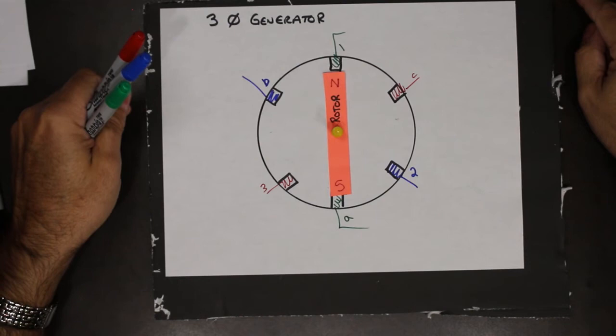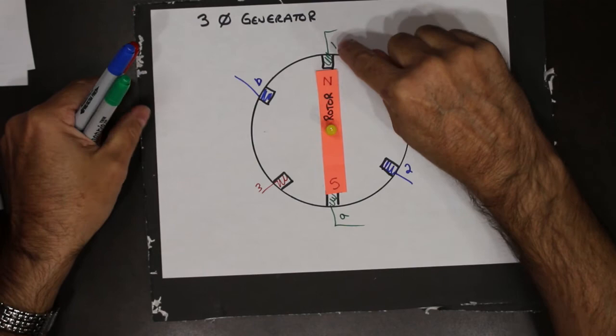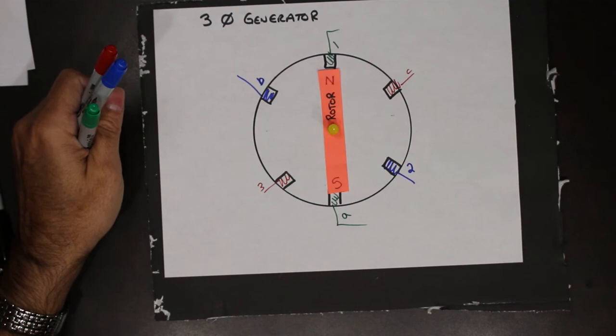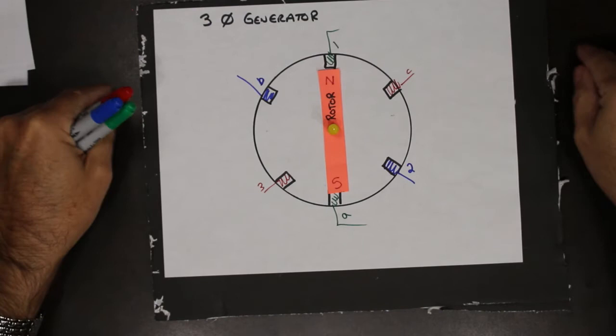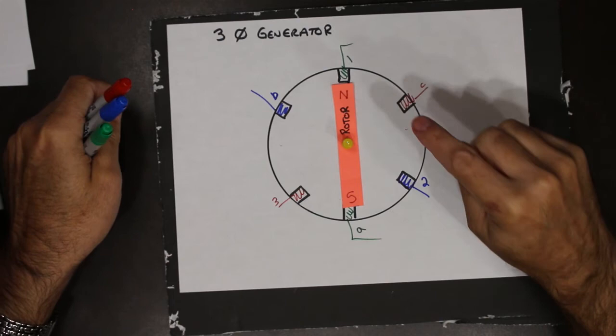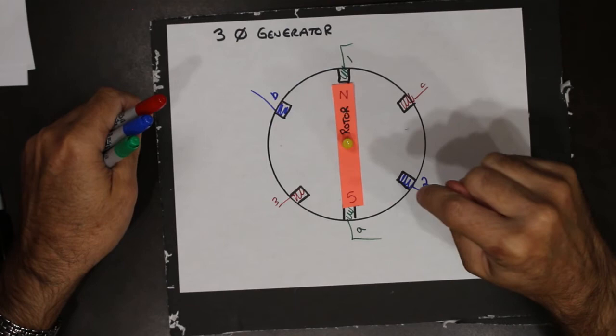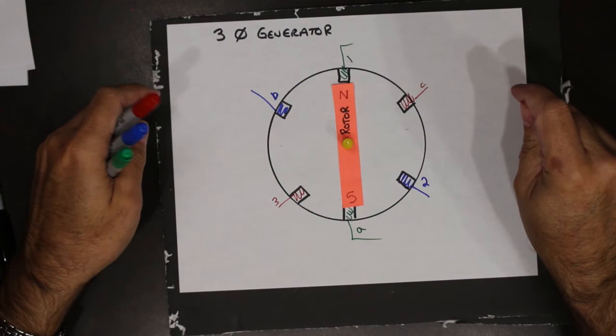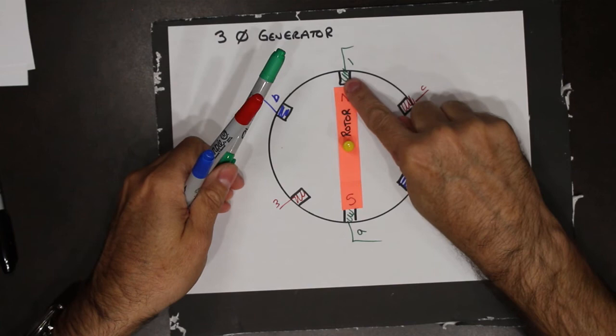Each coil is identical. Again, 1, 2, and 3 represent the same end of different coils. So if I was to ask you in a three-phase generator, what is the phase difference between 1A and 2B? Your answer should be 120 degrees.